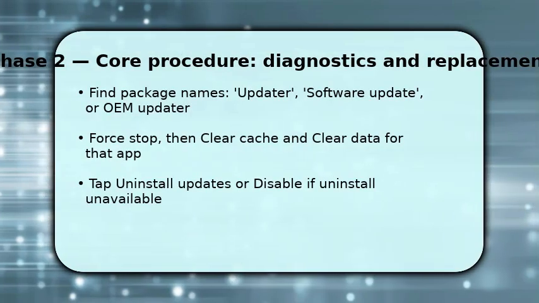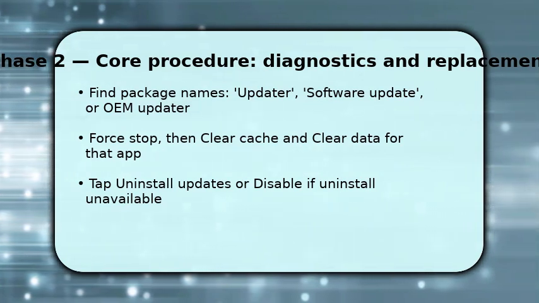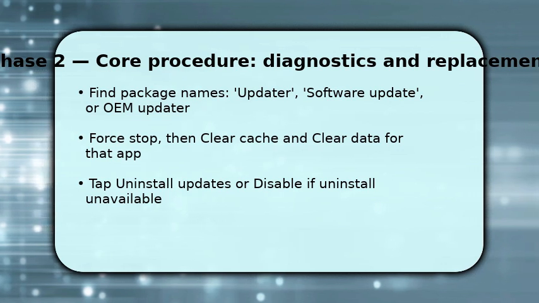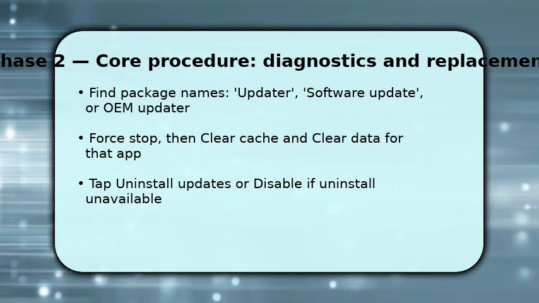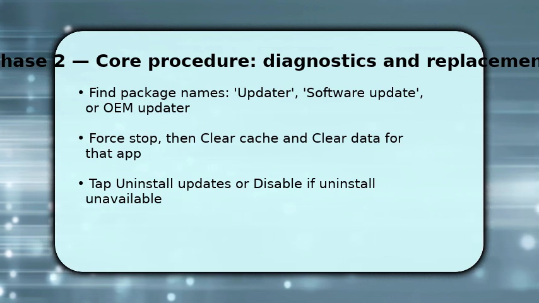You now locate the updater entry. Names vary: updater, software update, or your OEM updater. Once found, tap it and use Force Stop to halt background tasks. This prevents conflicts. Next, clear cache, then clear data to remove downloaded update files and settings. Clearing data often frees the uninstall option.